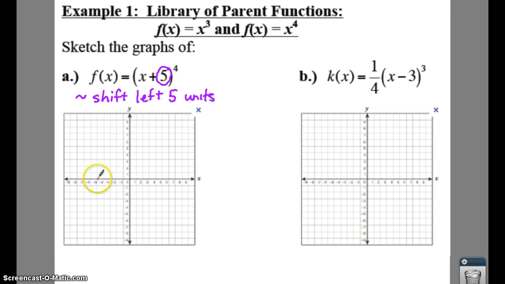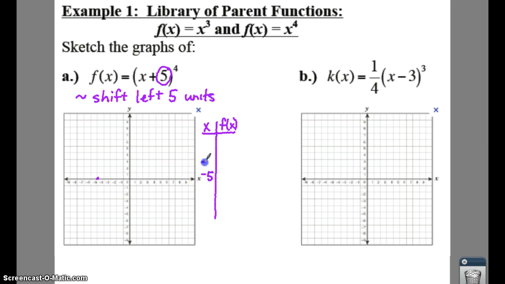When you make your graph, this graph would be best found by making a table of values. So we're going to say x and f of x, and whatever you graph, you should try to put what we would call a vertex in the center. So we're going to put -5 in the center.